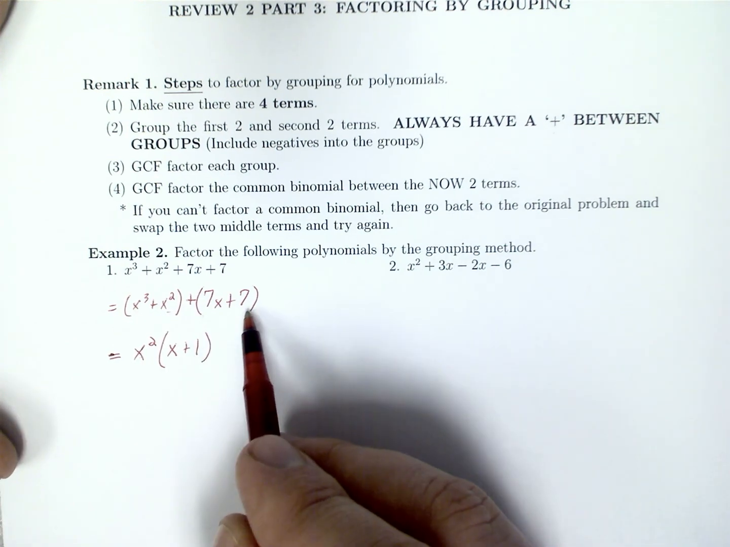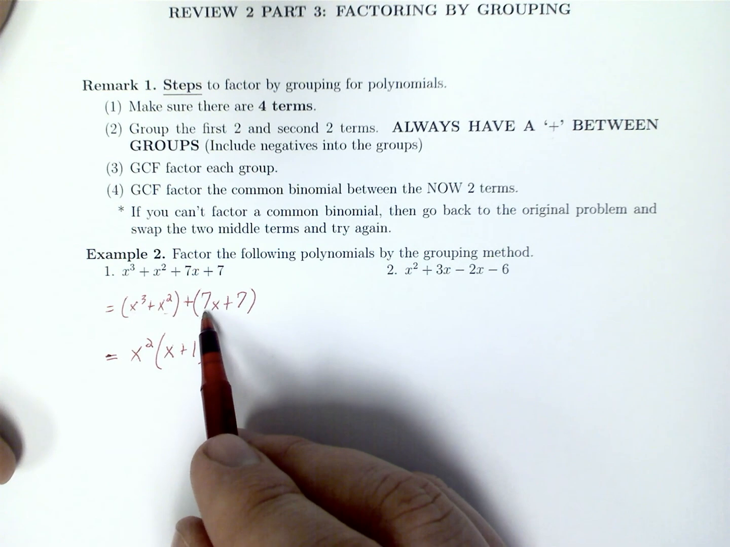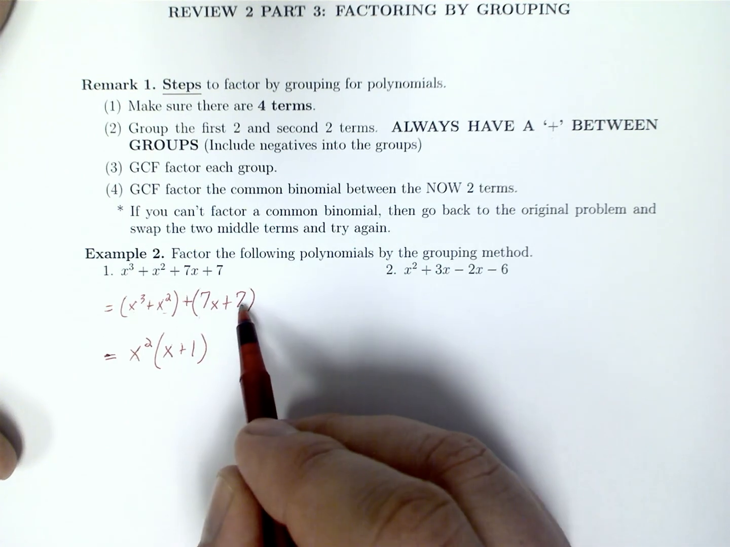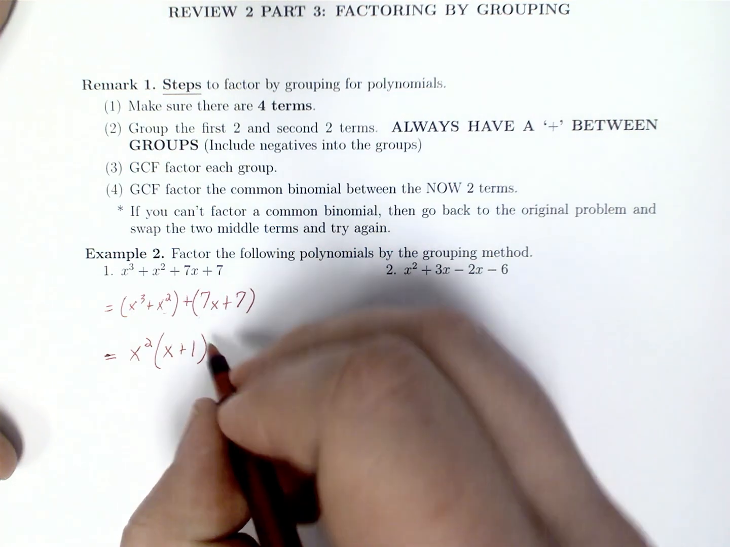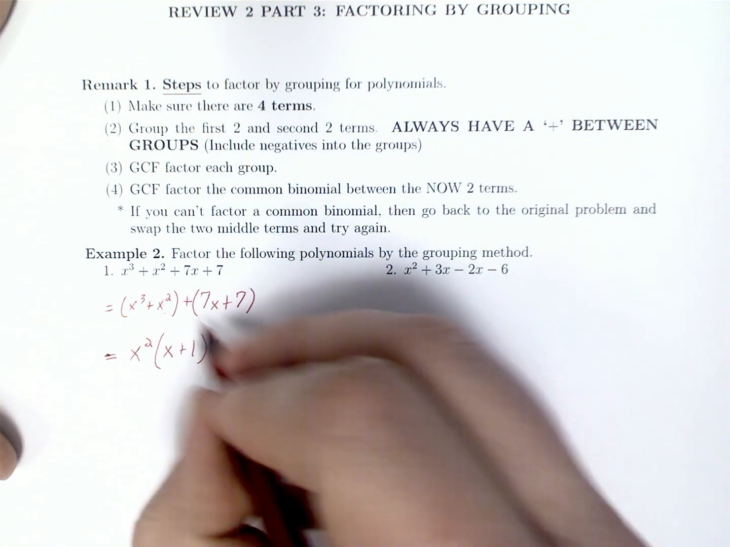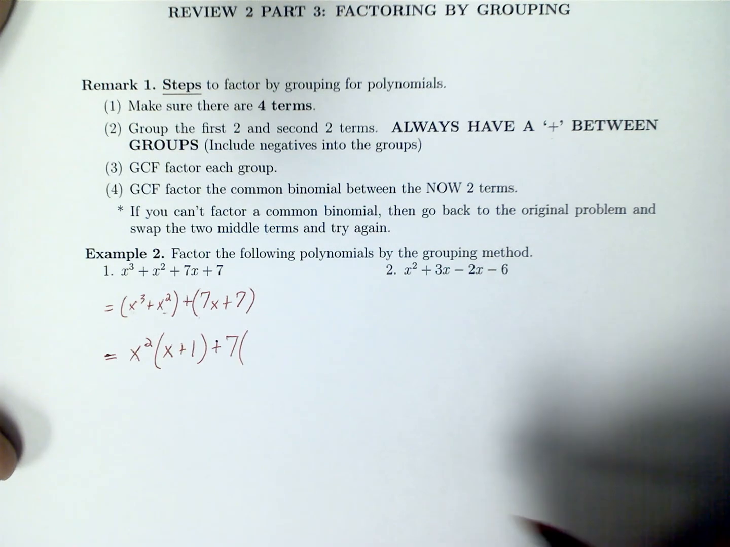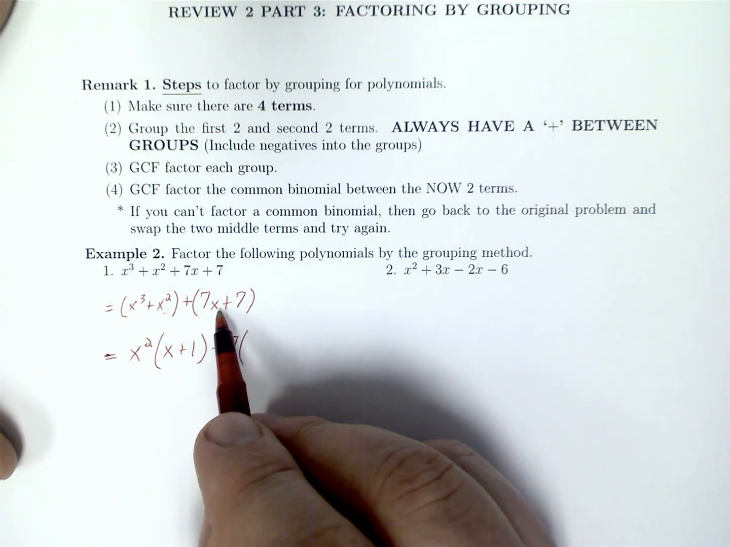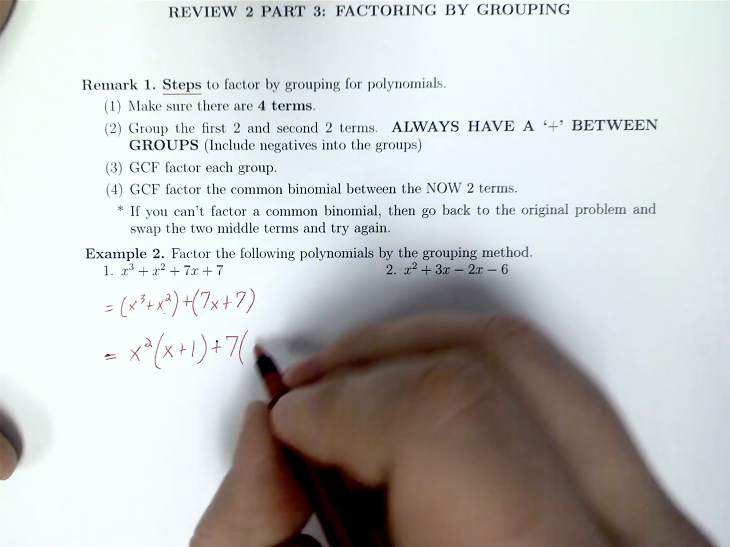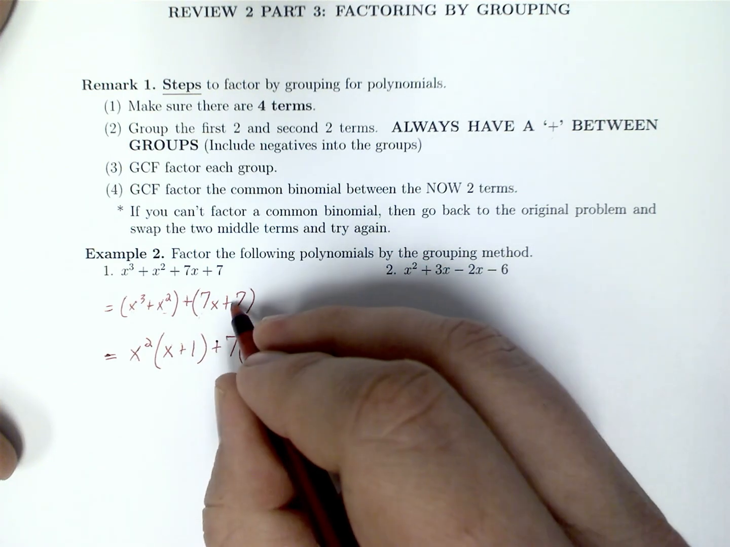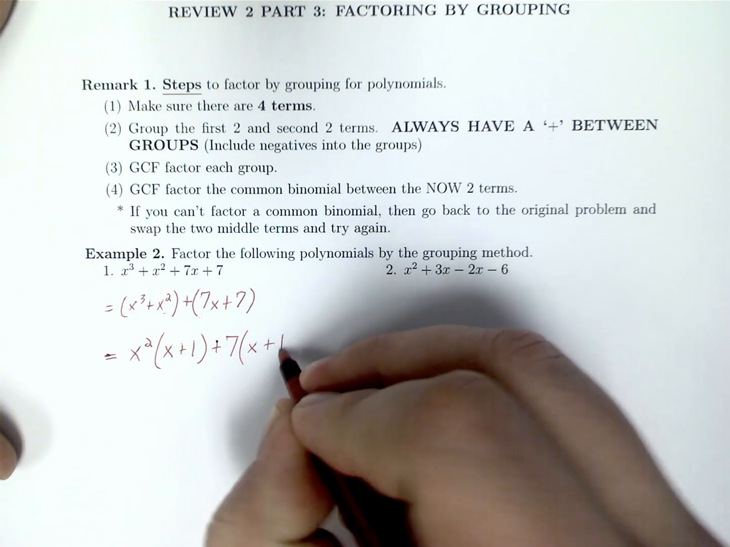Now we're going to move to the second group. What do they have in common? Well, we see a 7x and we see a 7. They both have a 7 in common. They don't have a variable in common, but they do have the 7. So again, keep this plus. We factor out the 7. That's the GCF, and then we divide each of these terms by 7. So 7x divided by 7 is x. 7 divided by 7 is 1.